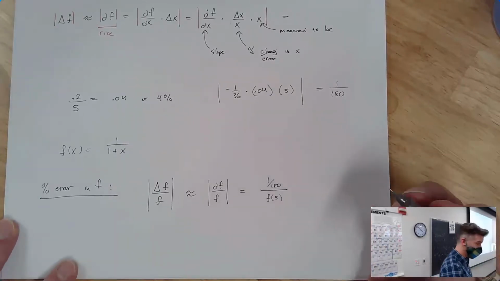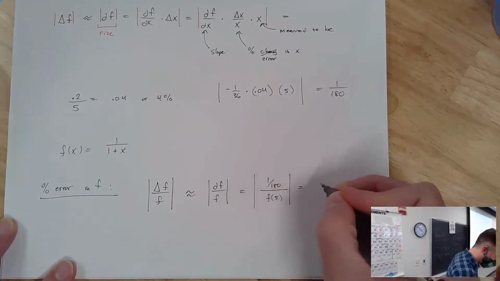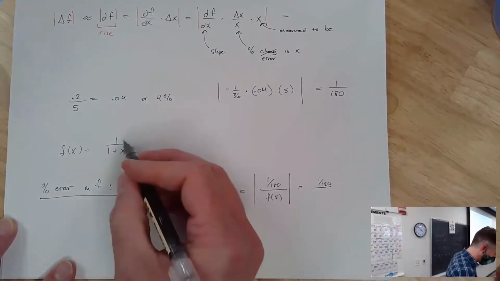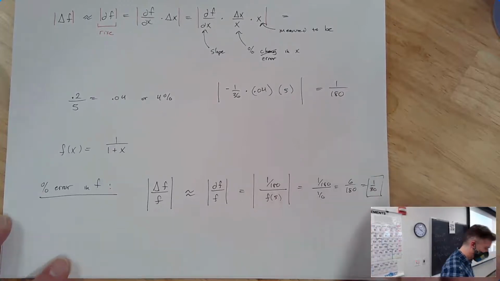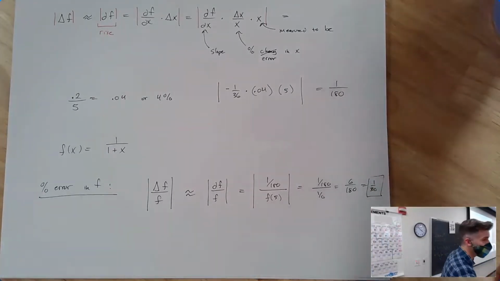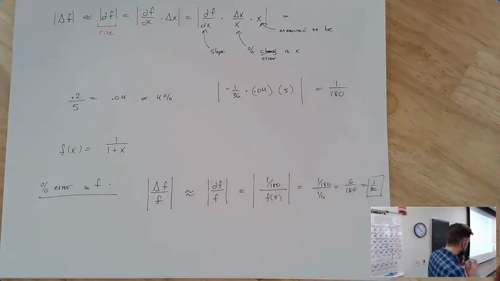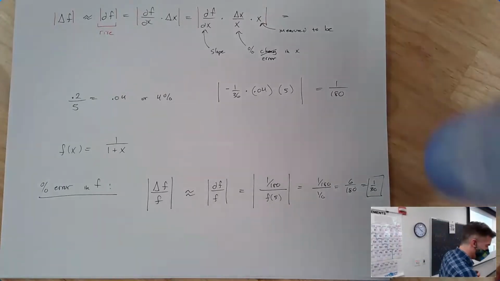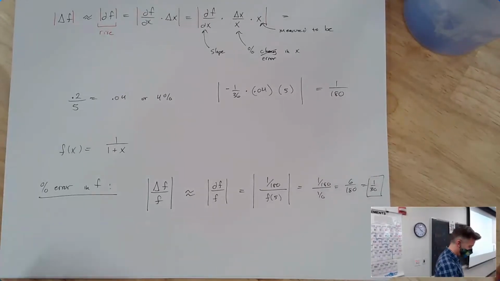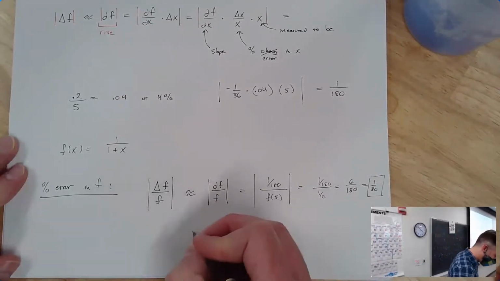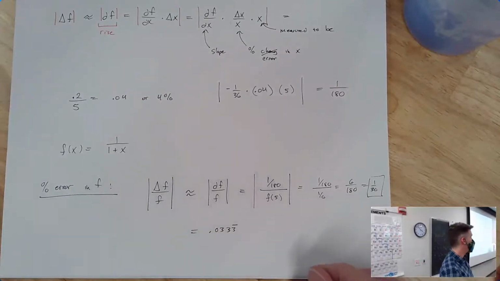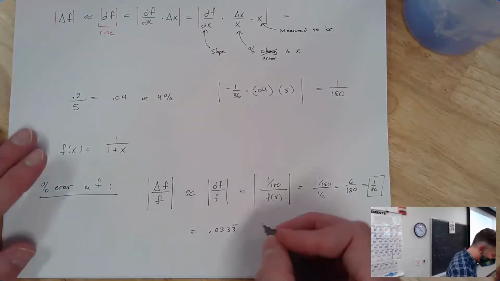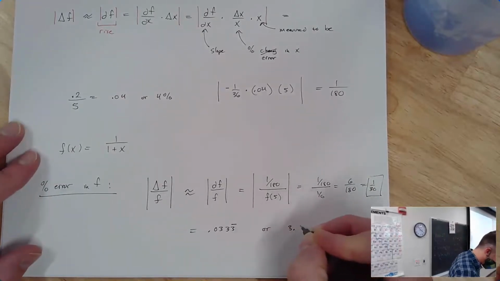Because that's the value we're plugging in, which is going to be 1 over 180 divided by 1/6, which looks like 6 over 180, which is 1 over 30. I dropped the absolute values because everything was positive, so I didn't need them anymore. Well, 1 over 30, that's 0.0333 forever. But if they want it as a percentage, we have to multiply it by 100. So it's actually going to be 3 1/3%.